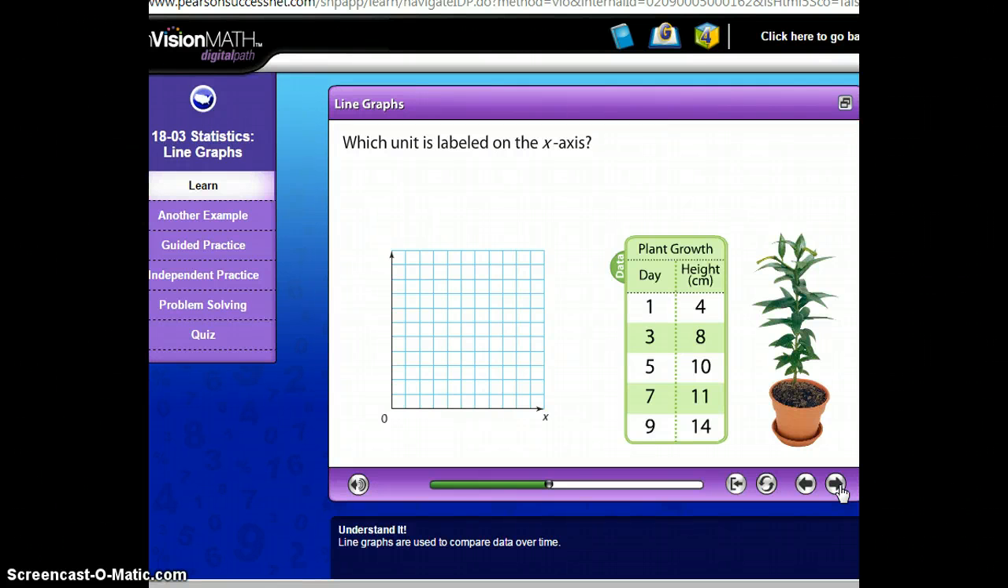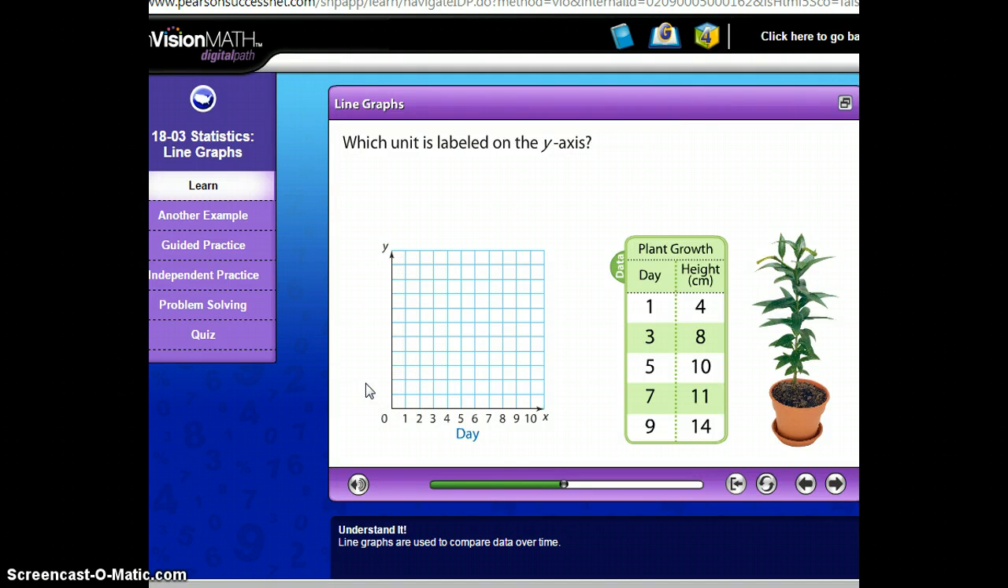Which unit is labeled on the X-axis? The unit of time in days is the label on the X-axis. Which unit is labeled on the Y-axis? So this is day. They made this the x-axis because it's the first values in the frequency chart here. So the y values are going to be right here. So what label is that y-axis going to get, Alex?